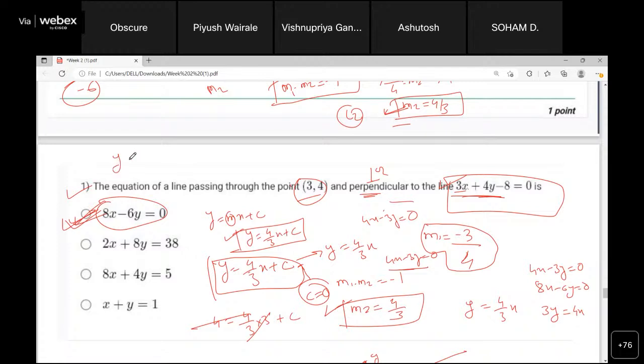I will first use the slope intercept form. So y equals mx plus c, right? I have the slope, it is 4 by 3. So y equals 4 by 3 x plus c. This is my equation of a line.